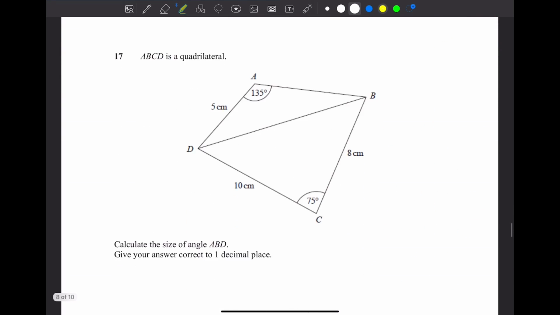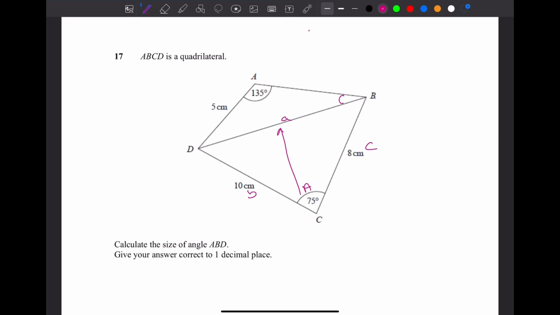Good. Next one, angle ABD. Where is ABD? ABD is this one. Can we use that? No, we can't find it directly. So what we need to do is find BD. This would be the angle A, this would be the length a, and you can call these b and c.